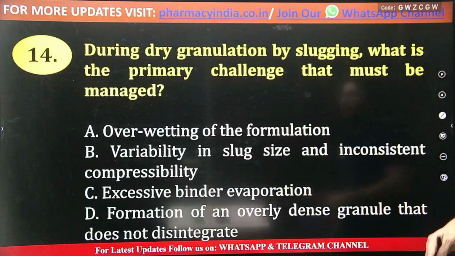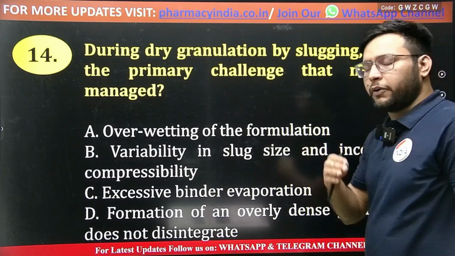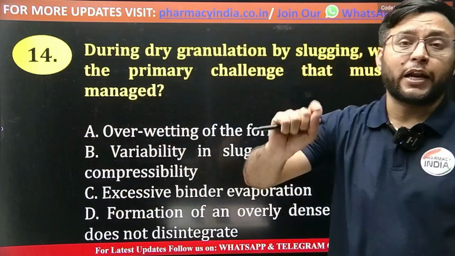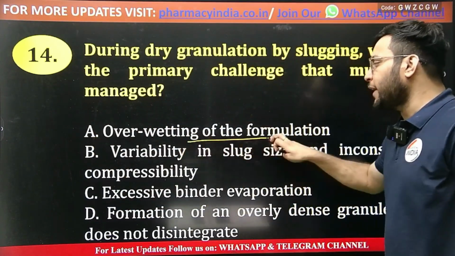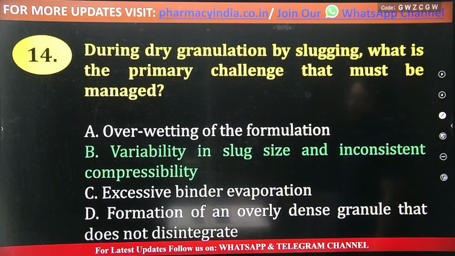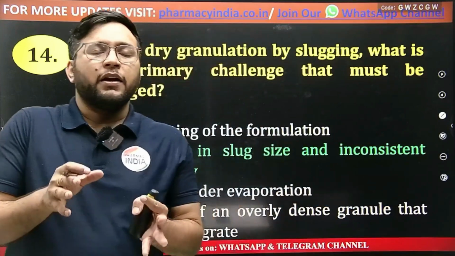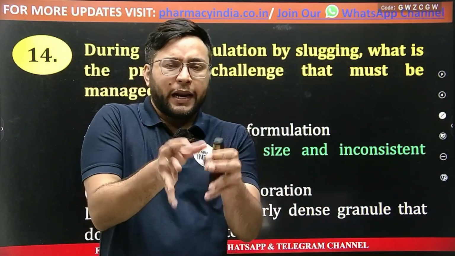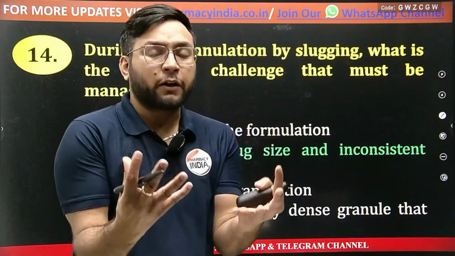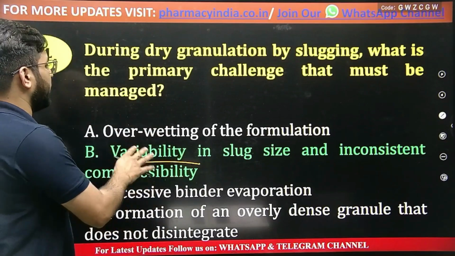Now coming on to the next question: during dry granulation by slugging, what is the primary challenge that must be managed? In this question, it asks that while you are doing dry granulation, what would be the major challenge you will face during this process? Overwetting, or variability in slug size, or excessive binder evaporation, or formation of an orderly. That is variability in slug size. A slug is when we make a powder collectively into a compact mass; that is your slug. Variability means it keeps on changing, that is why it must be managed.